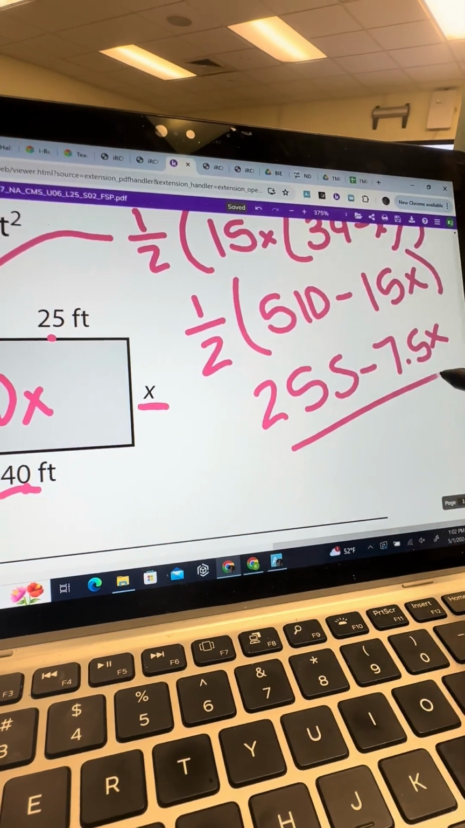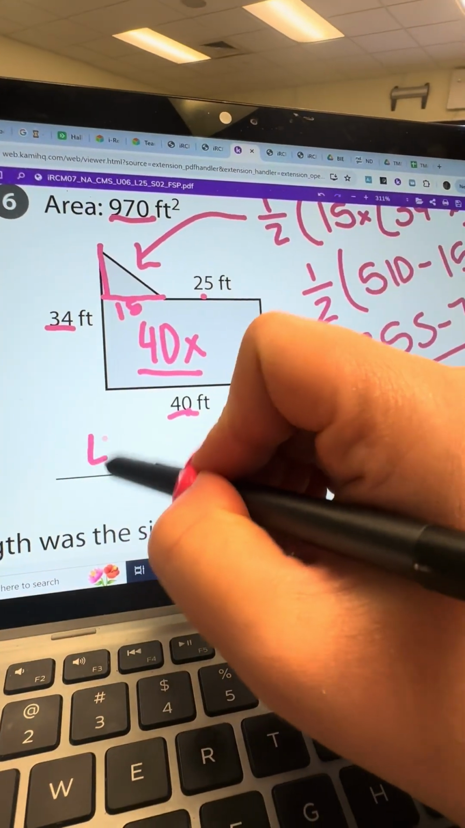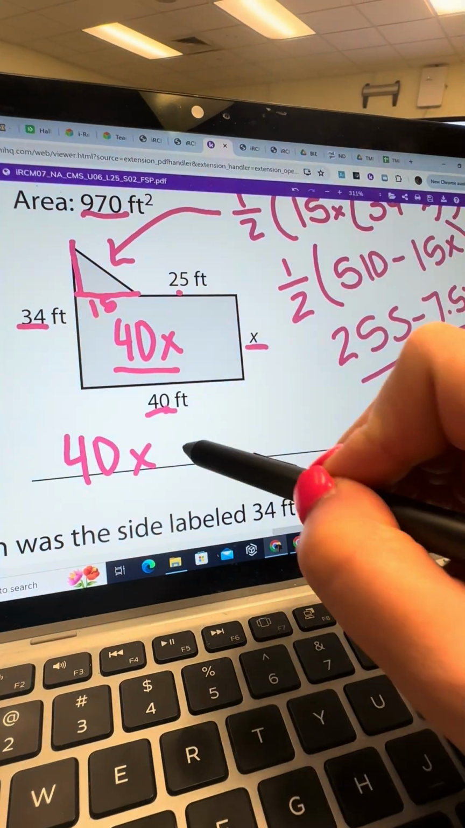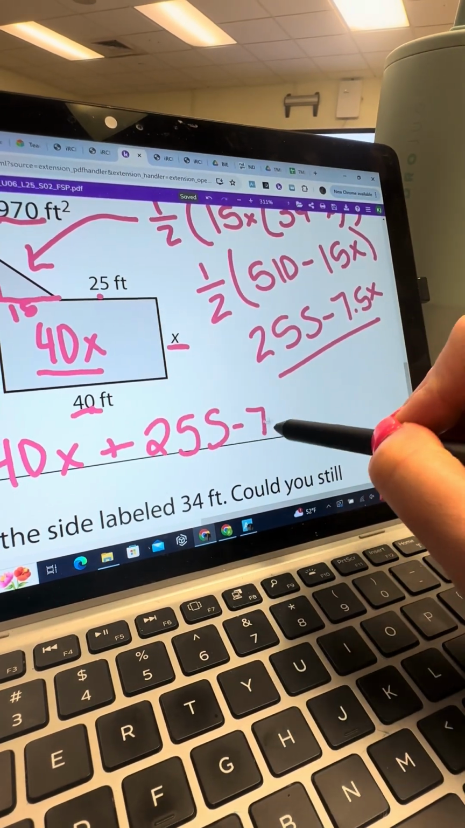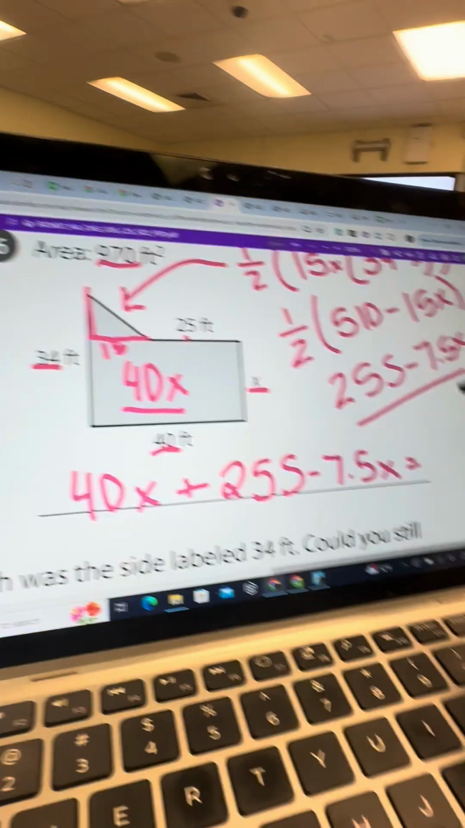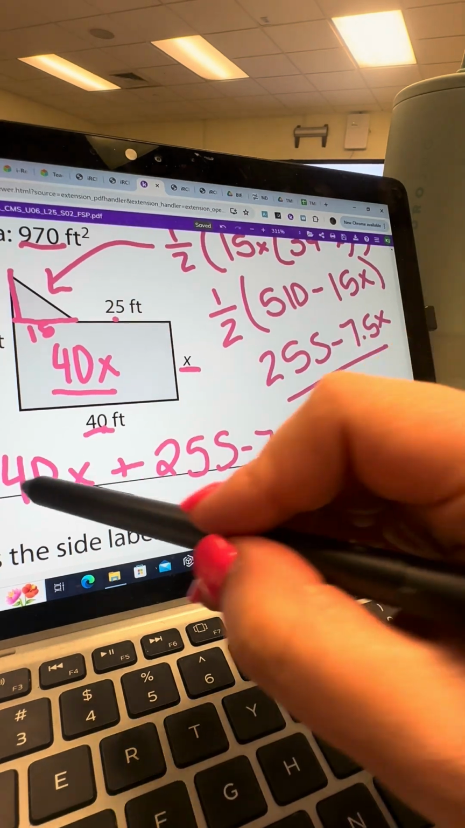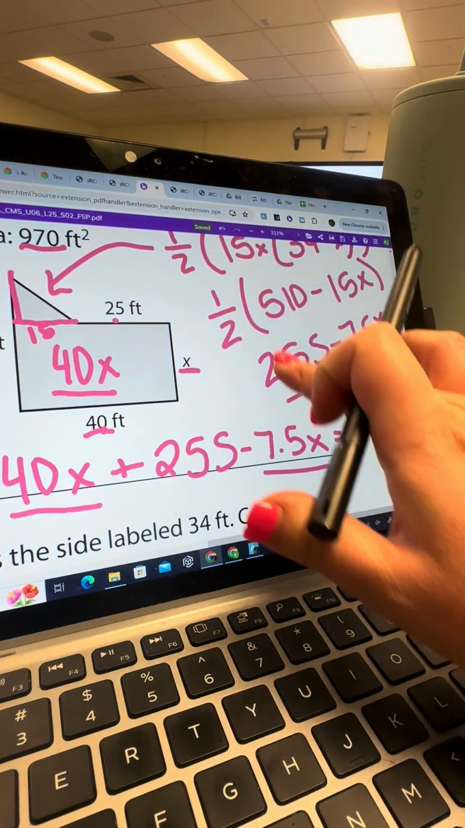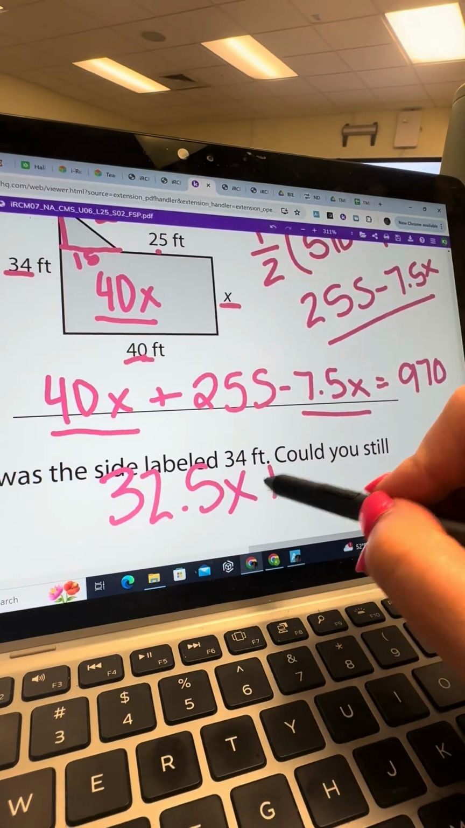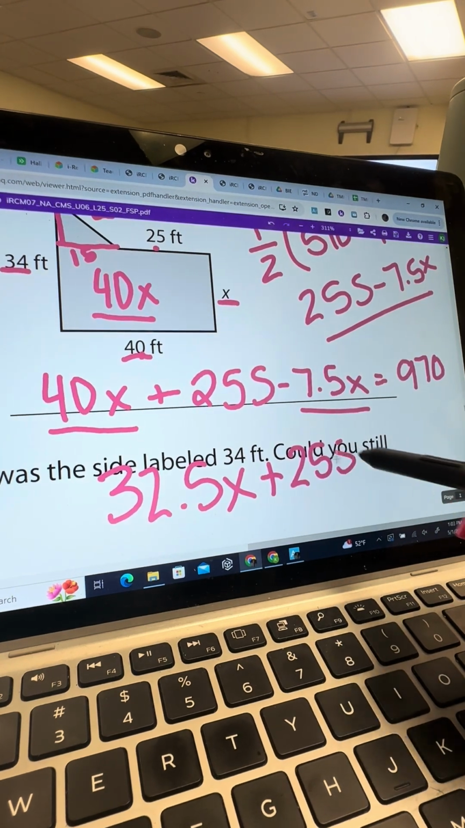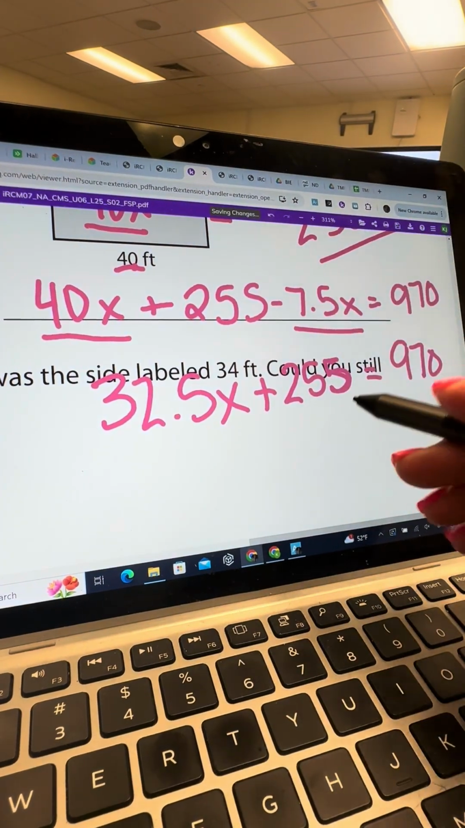So that's this plus 40x equal to this. So we have 40x, which was our rectangle, plus our complicated triangle, but it's okay, 255 minus 7.5x, and we're going to set that equal to our total, just like we did before. Okay, we can combine some things here. So 40x minus 7.5x is going to be 32.5x. Plus, we didn't do anything with this yet, 255 equals 970. Okay, now this is just solving for the equation.